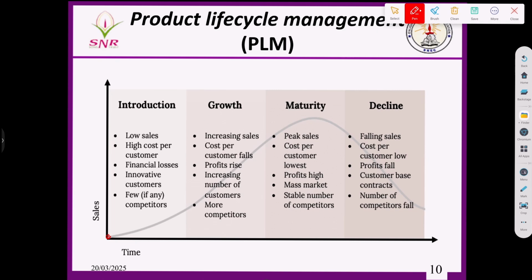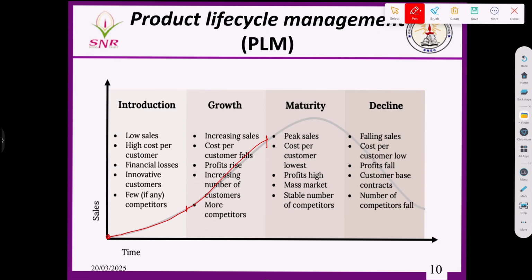Slowly it will gain momentum through marketing principles. The sales will grow. Here the cost per product to the customer will be a little bit higher. There will be a few financial losses, and we will get a lot of feedback from the customers about the product, and obviously there will be few competitors because of the new product availability. Now the product will move on to the next stage we call the growth stage.